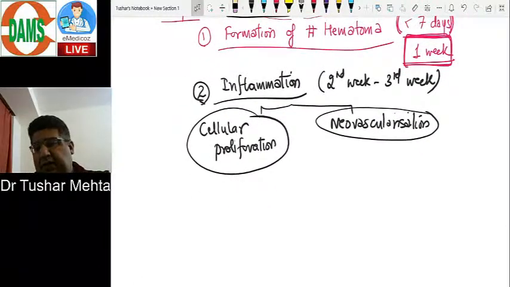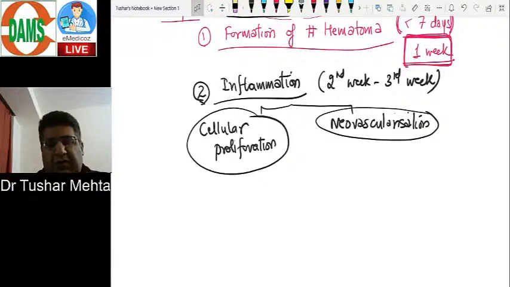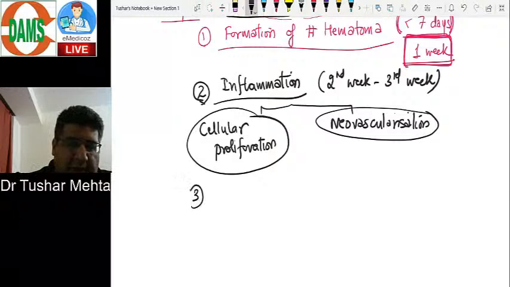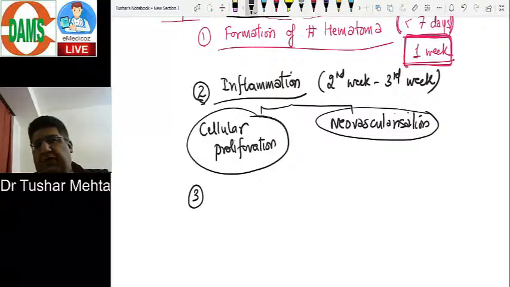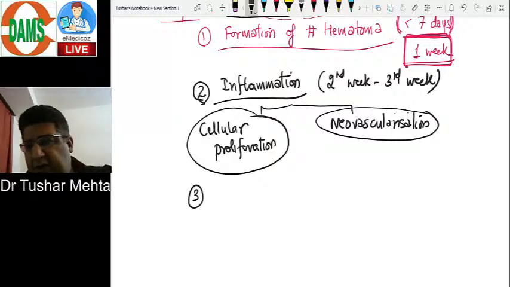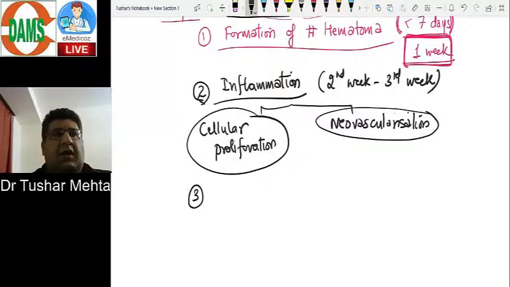It starts at the beginning of second week and it continues till third week. So inflammation is around for hematoma, you see within 1 week, and then it is followed by inflammation, that is from second week to third week, which has two important concepts. Now you have to understand one more point of view, that in step two, there will be cellular proliferation. Of course, there will be cellular proliferation.